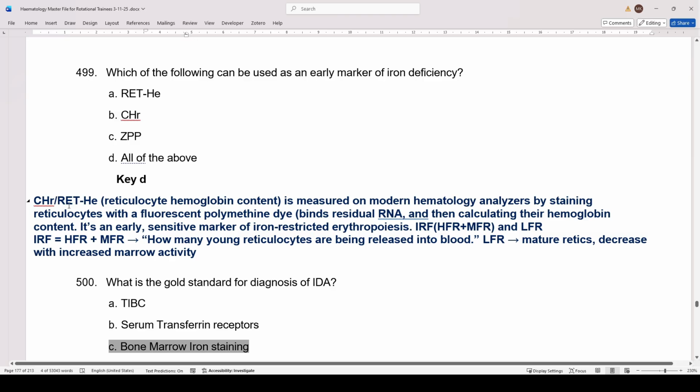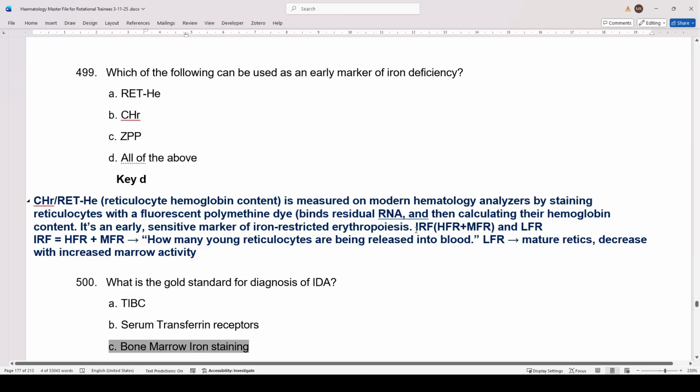If the reticulated hemoglobin is less than 29 or 28, it tells us directly about the iron stores. If it is less than 28, we can say that the iron stores are deficient, and we can do serum ferritin to confirm that. Next, in the CBC you can see these markers: IRF, HFR, MFR, and LFR. These tell us about the immature reticulocytes, and about the bone marrow status.